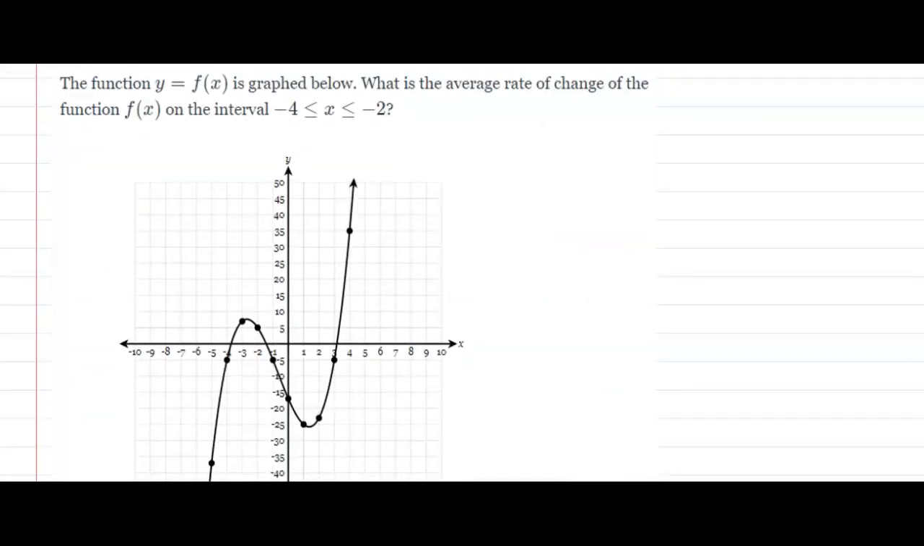Speaking of graphically, this next example gives us a graph. And they want to talk about from negative 4. So when x is negative 4, we have this point. That looks like the point negative 4, negative 5. And the other end is negative 2. Negative 2, now we're talking about this point. That's the point negative 2, 5. So we want to know what would be the average rate of change from those 2 points.